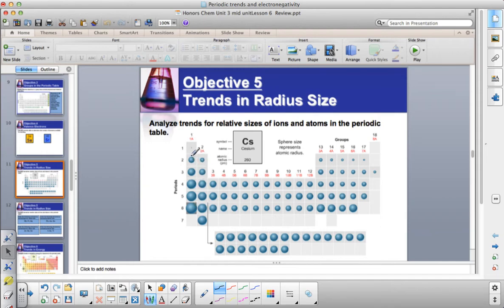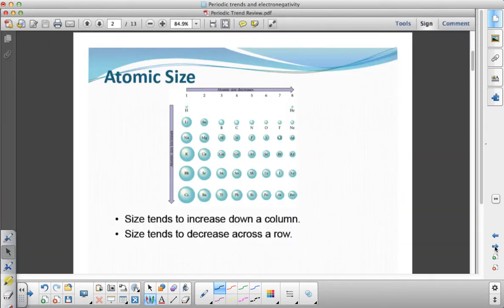So you'll also notice that as you're going across the periods, something else is occurring: they're getting smaller and smaller. And this is just one more picture of it to show each element a little bit larger here. Notice one more time that the size tends to increase going down a column and the size will start to decrease going across a row.